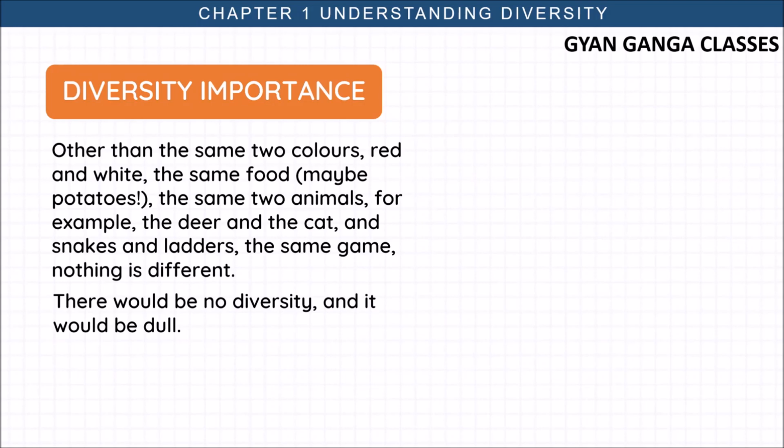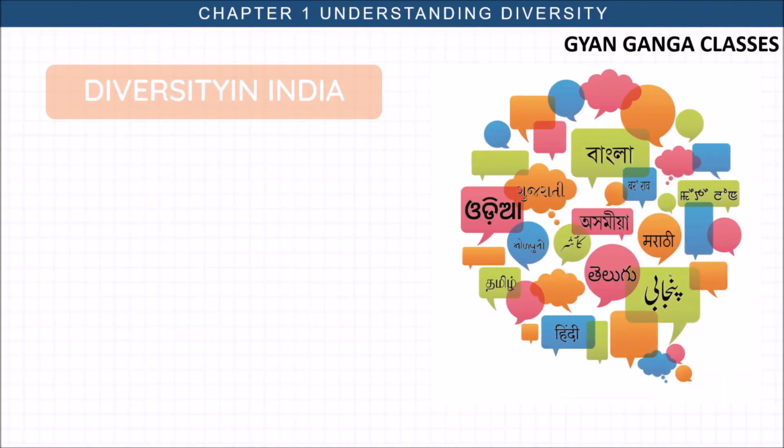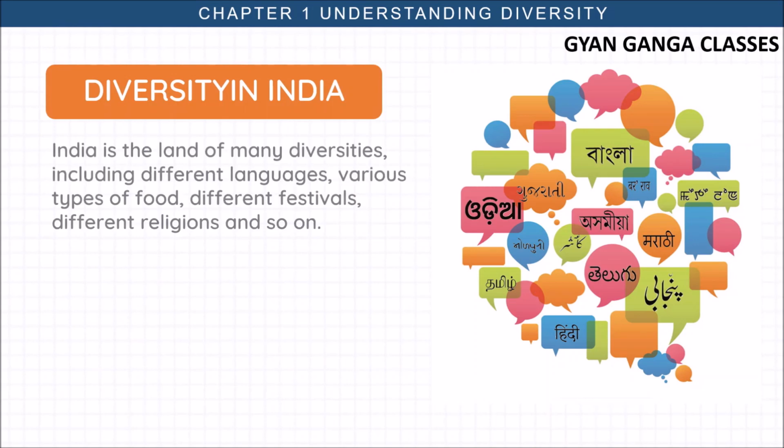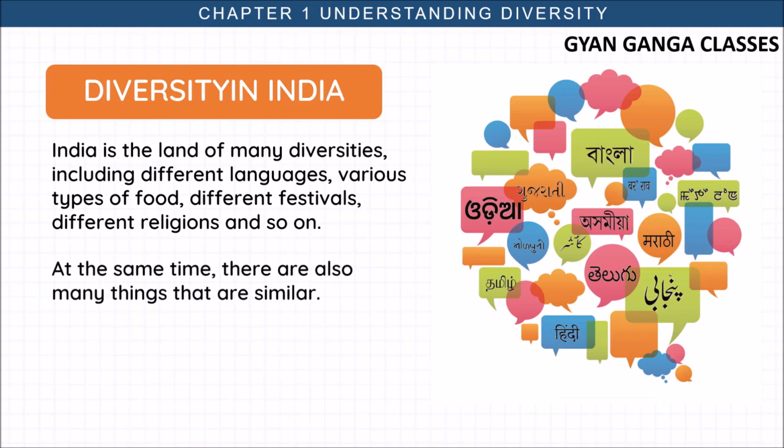See the diversity in India. India is the land of many diversities, including different languages, various types of food, different festivals, religion, and so on. What kind of diversity India has? Language, types of food, festivals, and religions, and many more other things. At the same time, there are also many things that are similar.